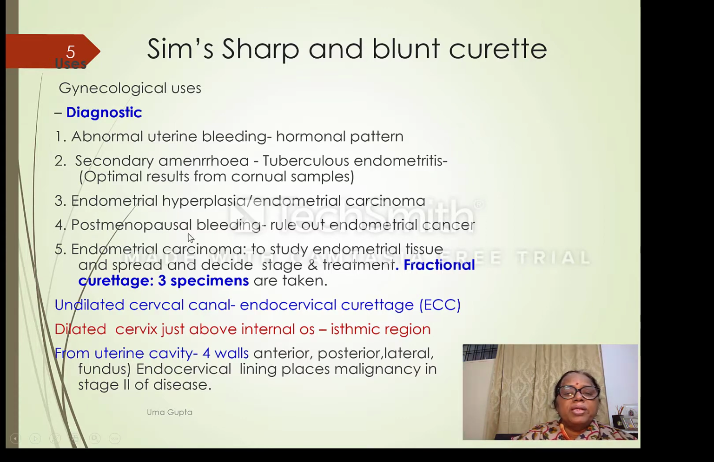When in case of endometrial cancer, the sample is being taken, the method which is used is called as a fractional curettage. Here, 3 specimens are taken. First specimen is from the undilated cervical canal. This is called as the endocervical curettage. Second is taken from just above the isthmus without dilating the cervix. This is second sample. And the third is taken from the uterine cavity from all the 4 walls, anterior, posterior, lateral, and the fundus.